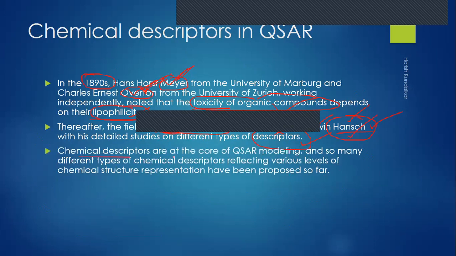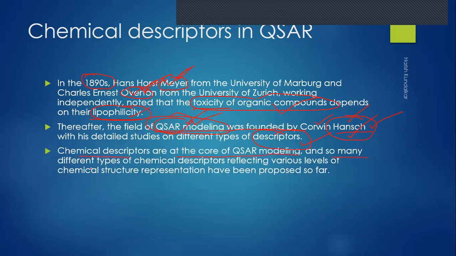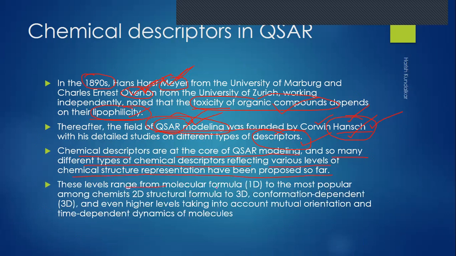Chemical descriptors are at the core of QSAR modeling, and many different types of chemical descriptors reflecting various levels of chemical structure representation have been proposed so far. These levels can range from molecular formula, that is 1D, one-dimensional descriptors, to the most popular two-dimensional structural formula related descriptors, or the three-dimensional conformation-dependent descriptors, or even higher levels of descriptors, taking into account the mutual orientation, time-dependent dynamics of the molecules, etc. This is how chemical descriptors have cropped up after the studies of Hansch and his colleagues.